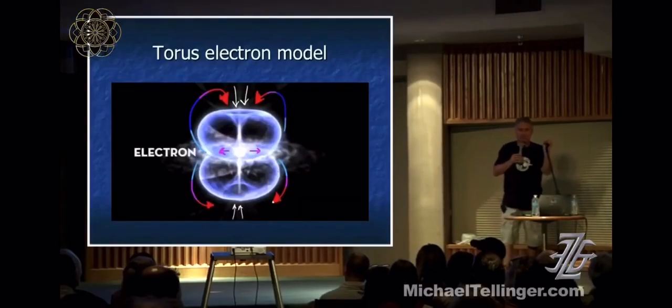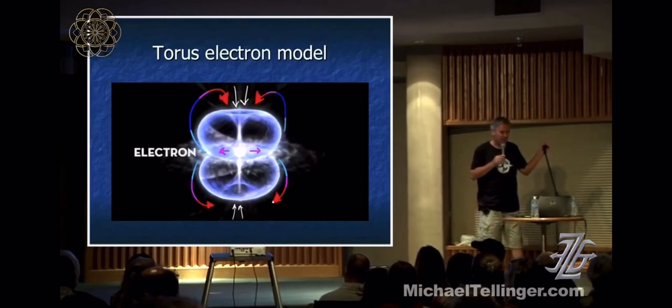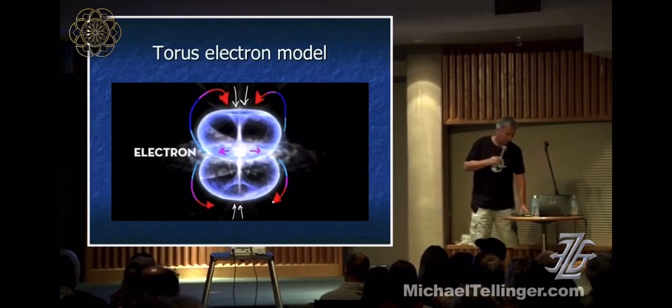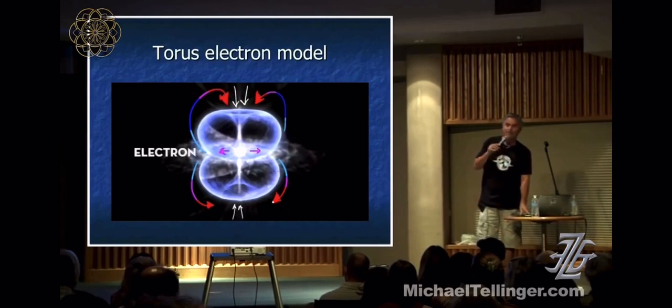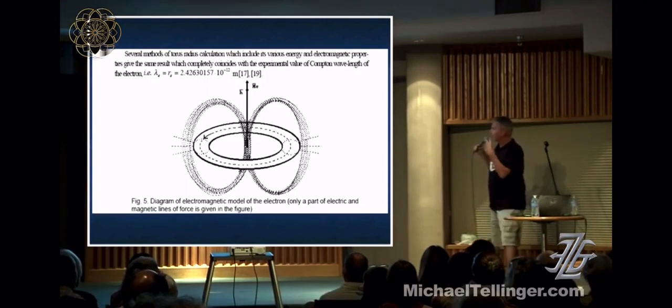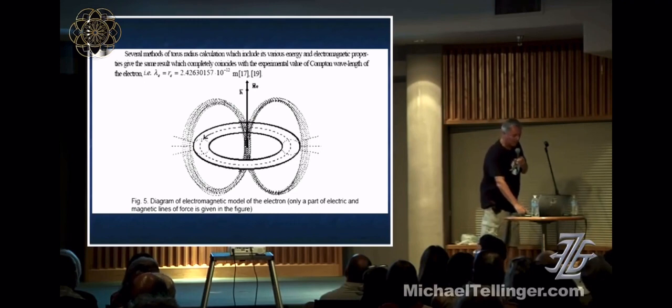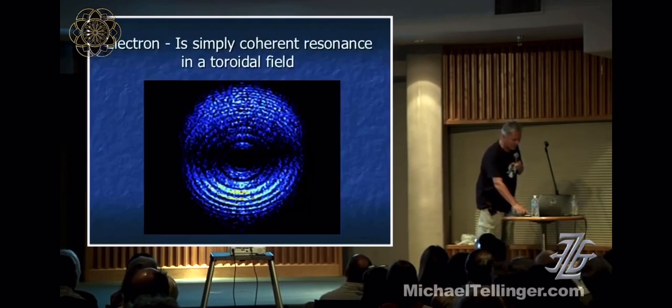The torus electron model, this is what an electron actually looks like. It's just a resonance field. Much brilliant work has been done by many brilliant researchers and scientists. Electromagnetic models and formulas have been thrown together that are consistent with the toroidal shape of an electron.